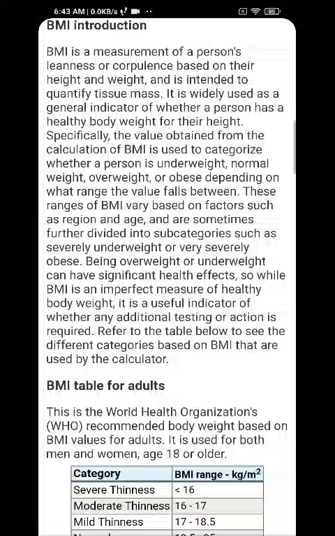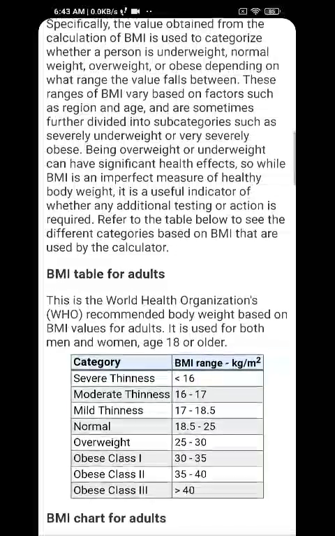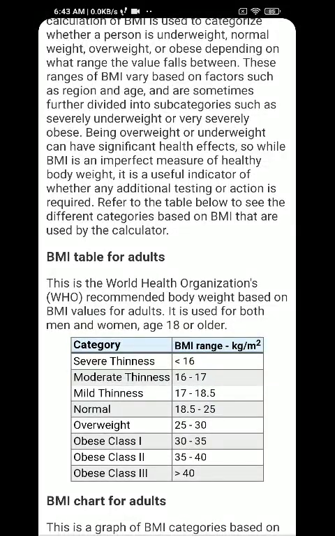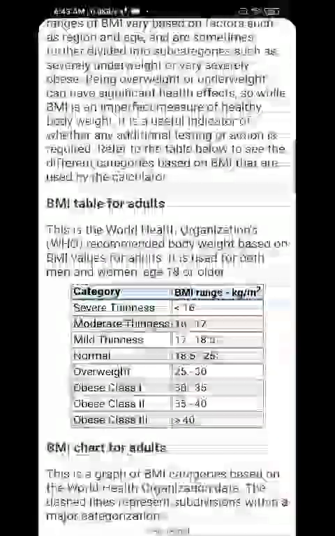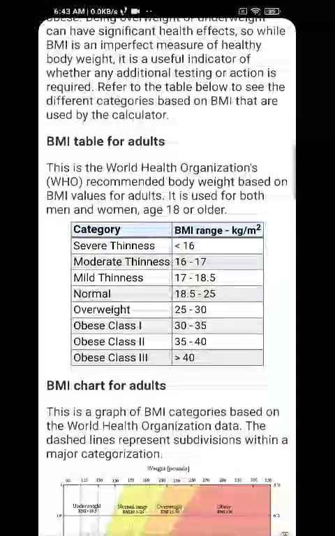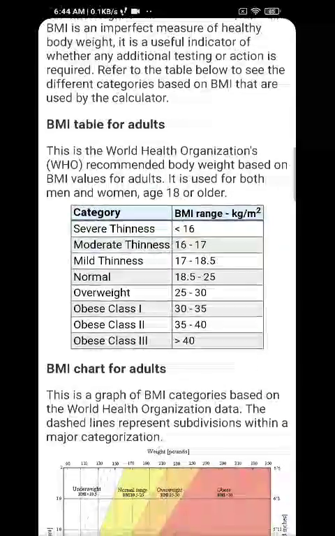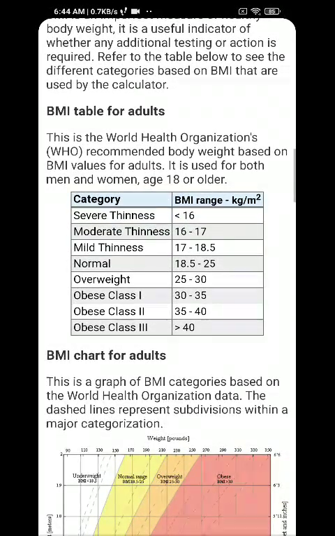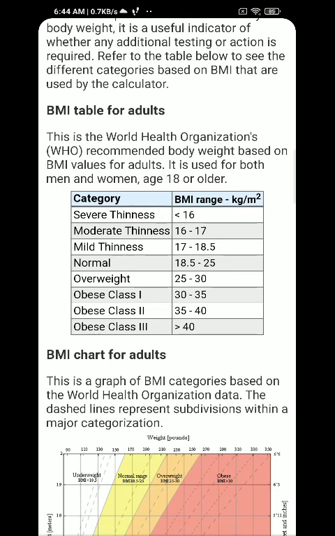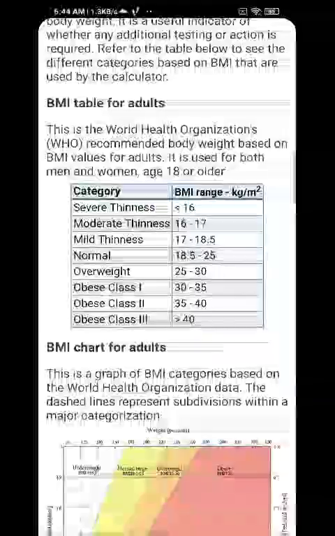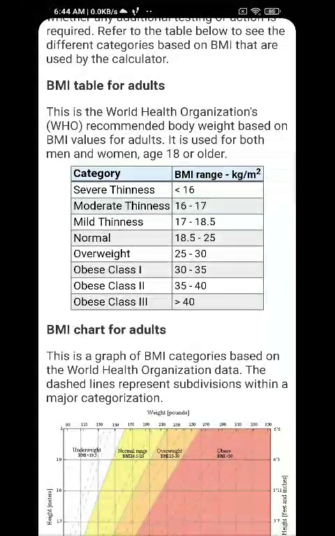Refer to the table below to see the different categories based on BMI that are used by the calculator. As you see in this table, for adults, this is the World Health Organization's recommended body weight based on BMI values for adults. It is used for both men and women age 18 or older. So you have here category, BMI range in kilograms per square meters. Severe thinness is below 16. Moderate thinness is 16 to 17. Mild thinness is 17 to 18.5.